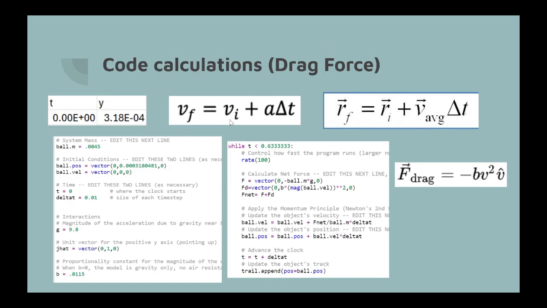So then our code calculations for drag force, again, we start with initial positions. They're all the same. The ball is the same, all these things. The b constant does change this time, and we find that by plugging in numbers until the final position we're given equals the final position of our observed. And I'll show that later as well.